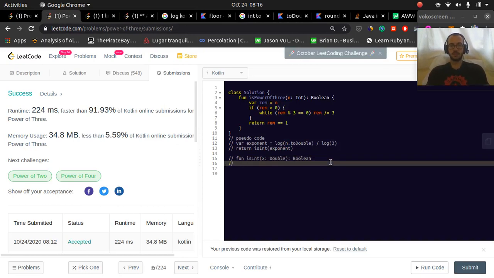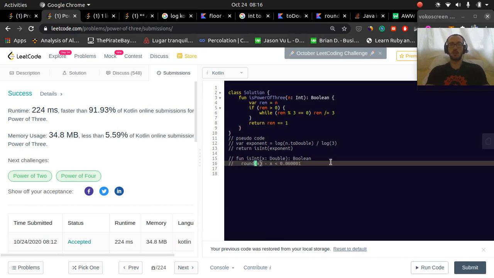So if we round x, and we take the difference with x, so if we have like 2.9 and we round that to 3, so 3 minus 2.9, it's going to be a very small number. So if that number is very small, then we should return true.